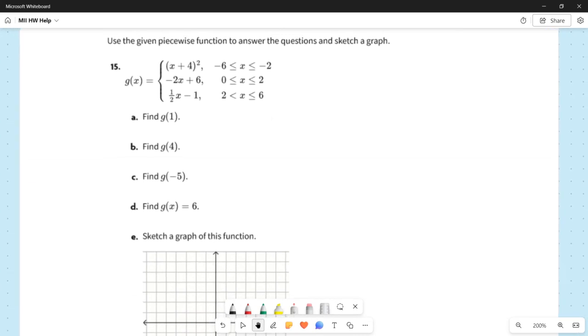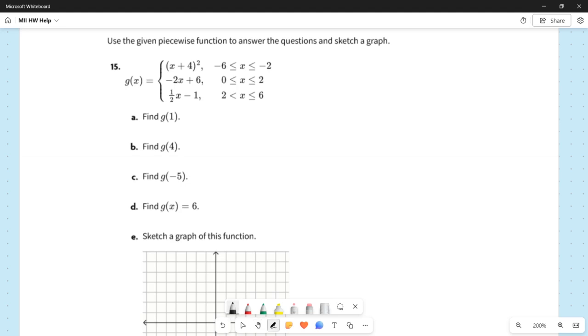Next assigned problem was number 15, and we have a new set of directions here. Use the given piecewise function to answer the questions and sketch a graph. All right, so we're given a piecewise function that has 3 pieces to it. For each piece we have an equation, and we have bounds on x that tell us when to use which piece. 15a says find g of 1.